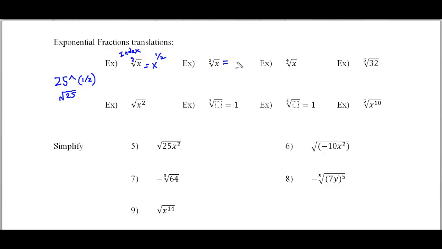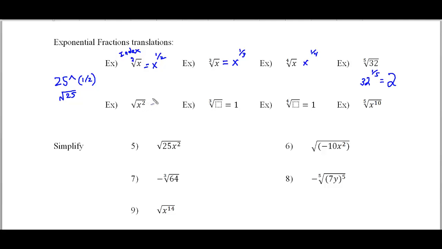So likewise, this is going to be x to the 1/3 power, and this is going to be x to the 1/4 power. So this is going to be 32 to the 1/5 power, and you can try typing that into your calculator. Or just think to yourself, what number times itself five times would give you 32? Oddly enough, the answer is 2, because 2 times 2 times 2 times 2 times 2 is 32, or 2, 4, 8, 16, 32.